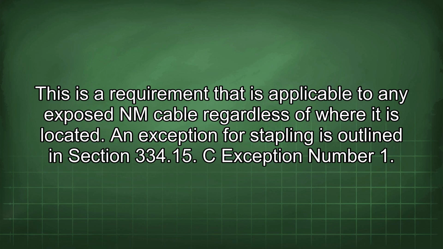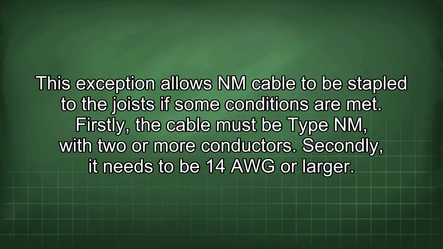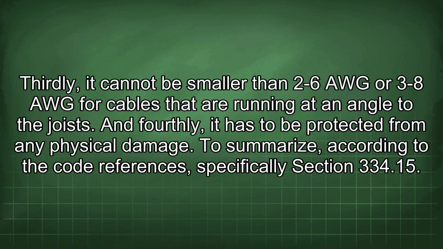An exception for stapling is outlined in section 334.15(C), exception number 1. This exception allows NM cable to be stapled to the joists if some conditions are met. Firstly, the cable must be type NM, with 2 or more conductors. Secondly, it needs to be 14 AWG or larger. Thirdly, it cannot be smaller than 2-6 AWG or 3-8 AWG for cables that are running at an angle to the joists. And fourthly, it has to be protected from any physical damage.